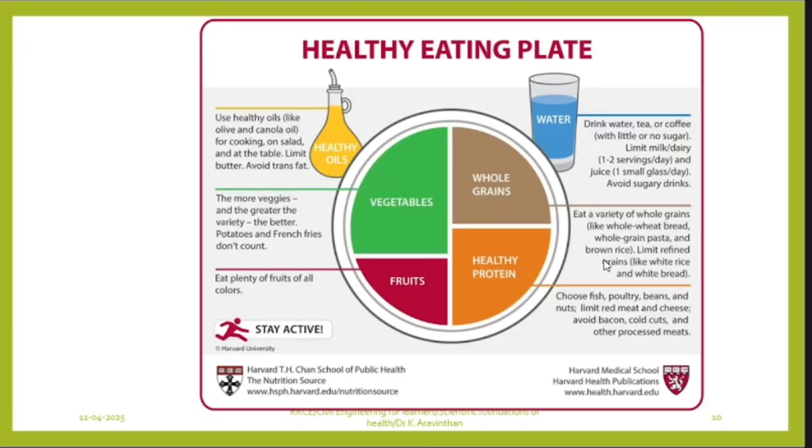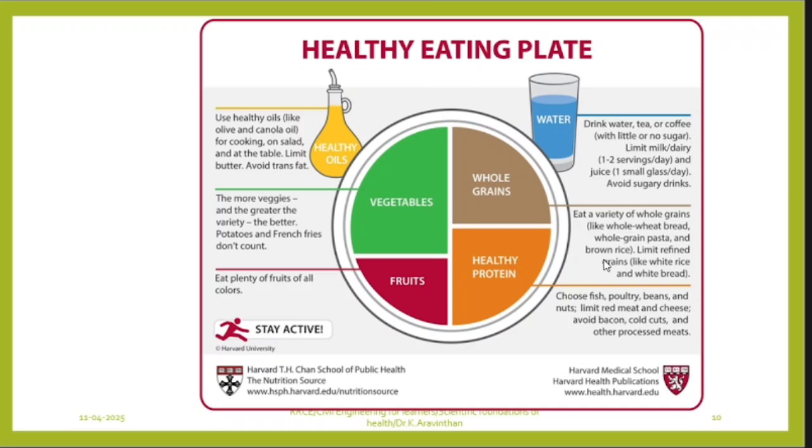This chart has been published by Harvard Medical School. For our health concerns, they suggest some diets. Whole grains is 25%. Grains should consist of a variety of grains. It might be in the form of bread, wheat, brown rice. How much percentage should we have? 25%. Then another 25% is called healthy protein.